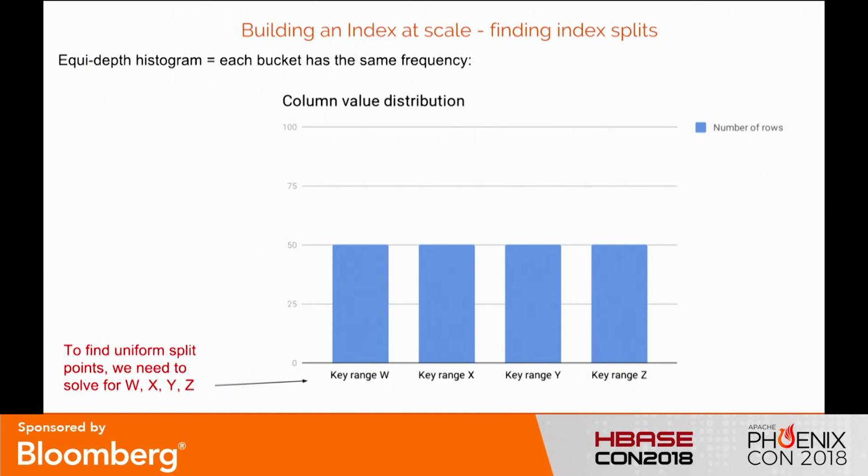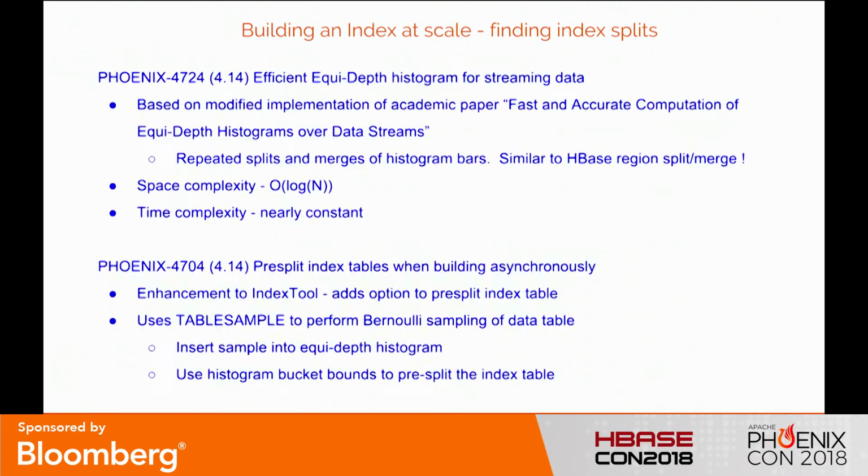Imagine this was the key ranges for my index table. I need to find these key ranges in order to pre-split my index table properly. So how do you do that? We wrote this Phoenix 4724. It's basically that equidepth histogram. All you need to know is it's pretty efficient.